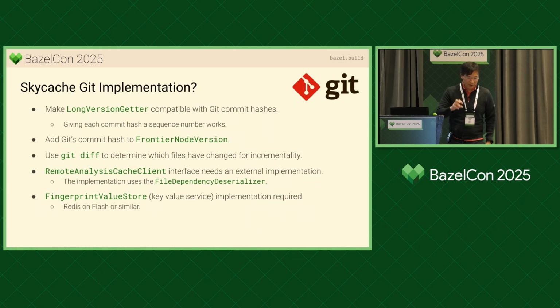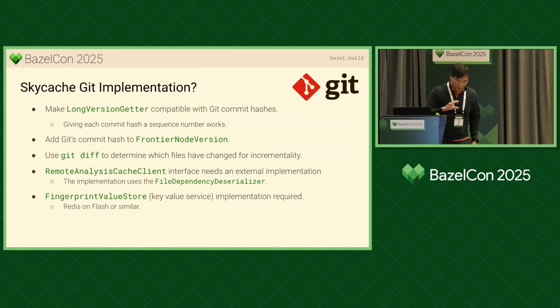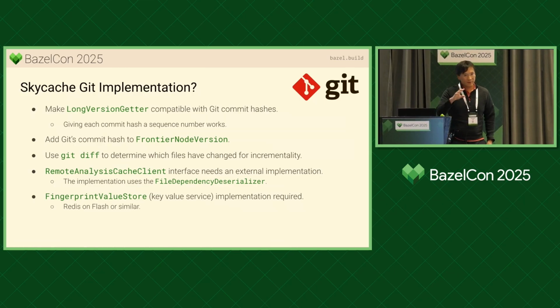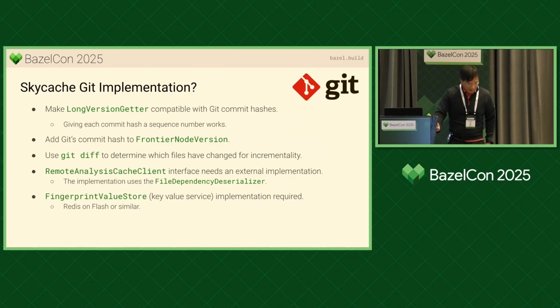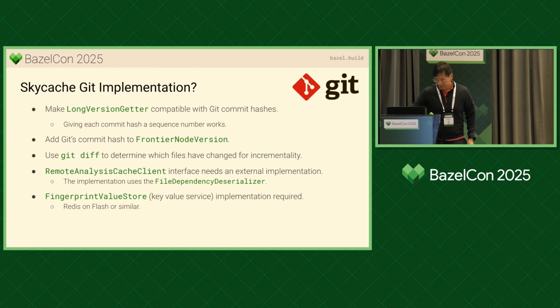And there's a service that we implemented, an interface. It's the remote analysis cache client. And the class file dependency deserializer is provided, and that takes care of all the marshalling and unmarshalling of the file dependencies. And you'd have to bring your own fingerprint value store. That's just a very simple key value store. I think if I were in the open source world, I would be inclined to try Redis on Flash for that.